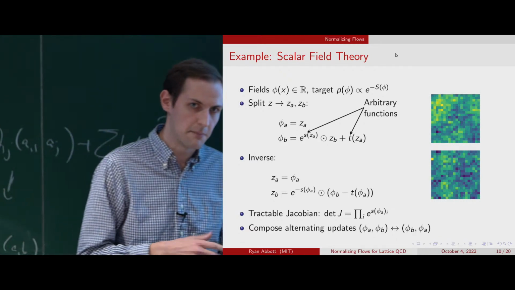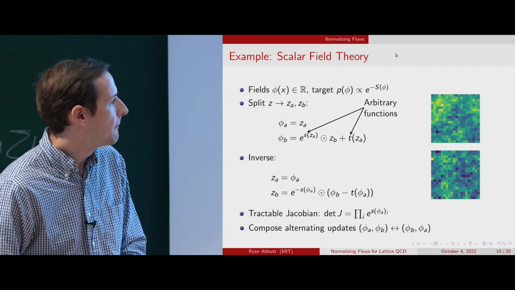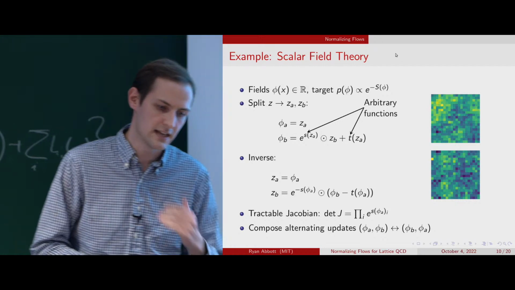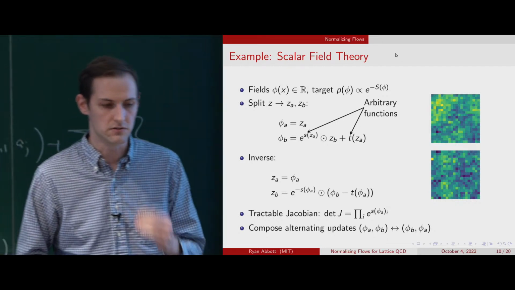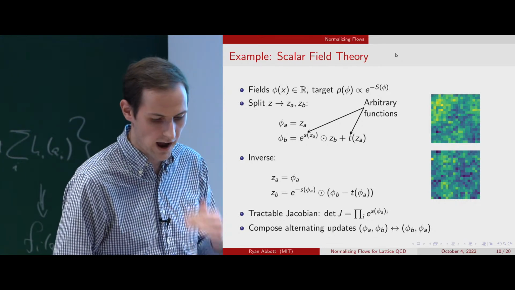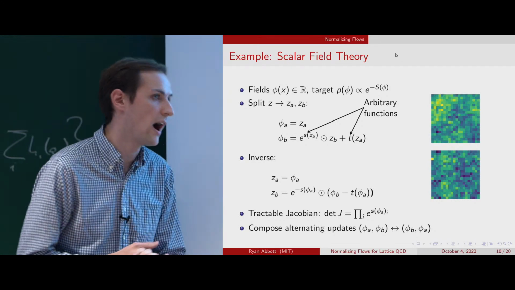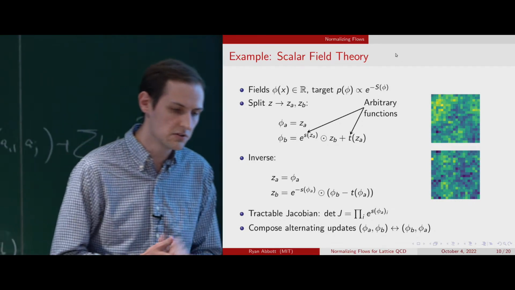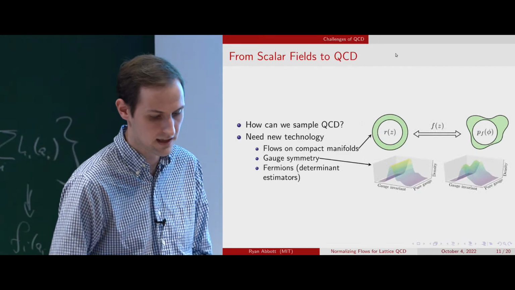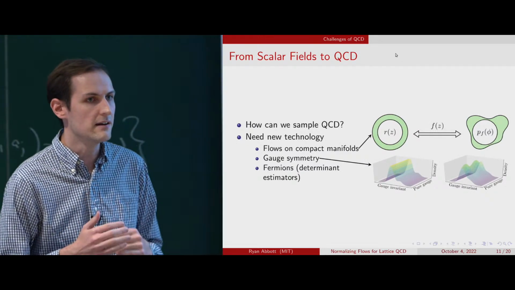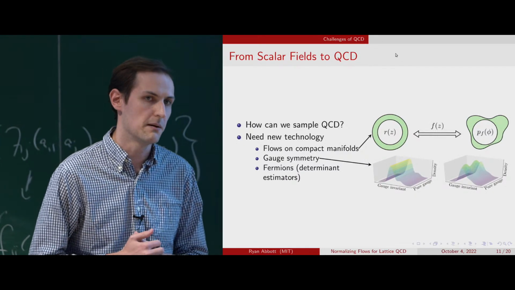And so this was a nice example, and this is something that you can do. But at the end of the day, our goal is not to sample scalar field theories. Our goal is to sample QCD. So what makes QCD different? Why can't we just directly apply the methods that I'm talking about here to QCD? And it turns out there's a number of things that make QCD difficult and really end up requiring new technology in order to be able to sample from it.